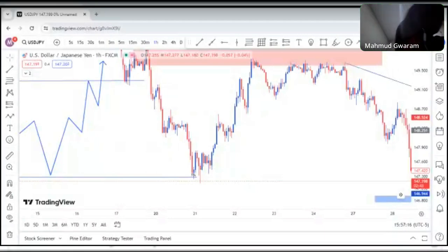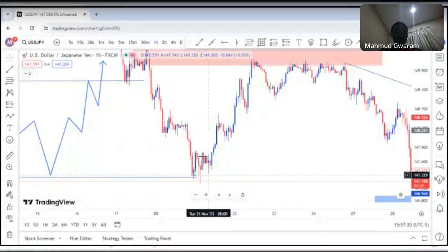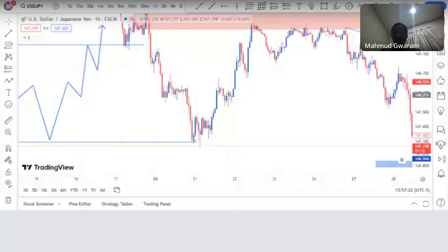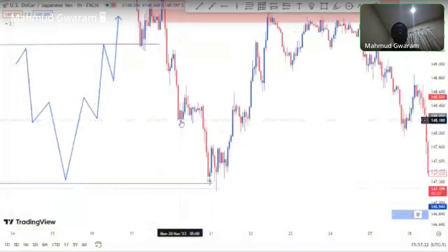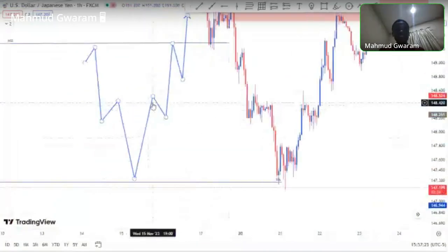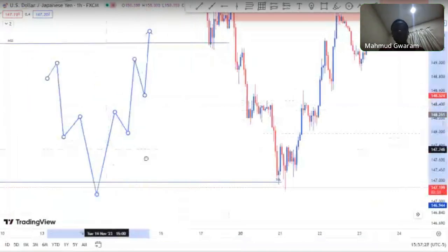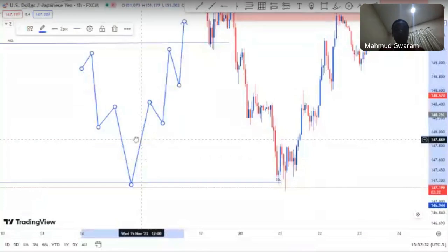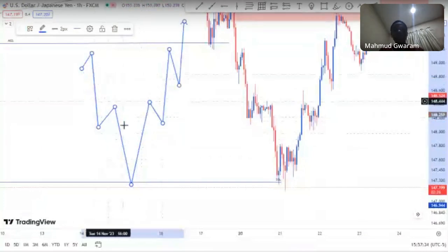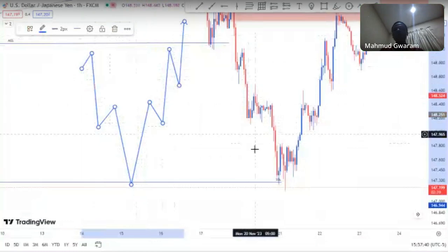This is called inverted head and shoulder. This is showing you that the market is going to reverse. Anytime you see something like this in the market, it's showing you that the market is going to reverse from uptrend to downtrend or from downtrend to uptrend. If it's inverted head and shoulder, it's from downtrend to uptrend. If it's normal head and shoulder, it's from uptrend to downtrend. This is what we call chart pattern.